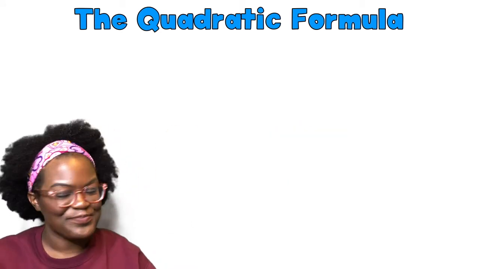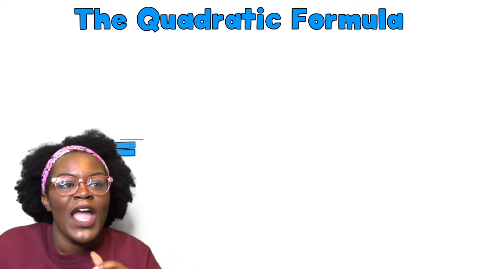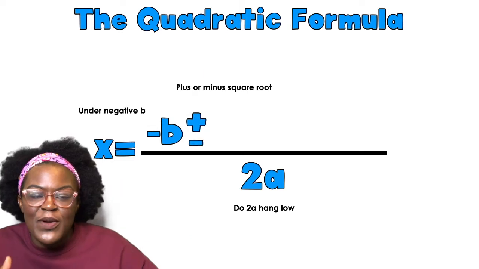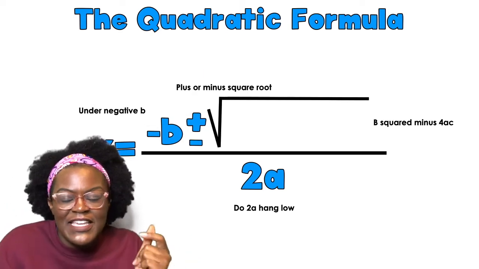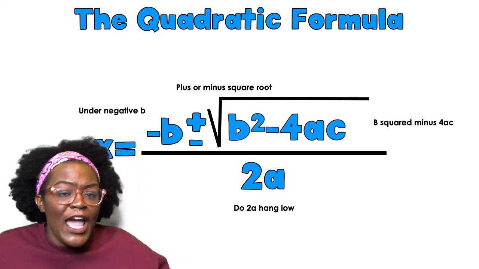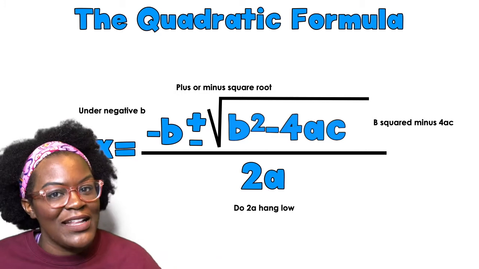Ready? Do 2a hang low under negative b plus or minus square root b squared minus 4ac. If you practice the quadratic, you will know it automatic. Do 2a hang low.